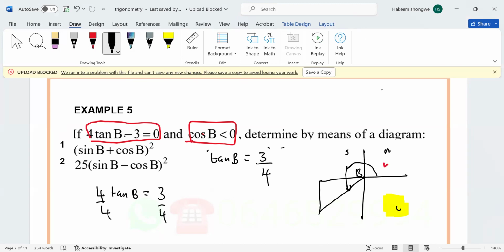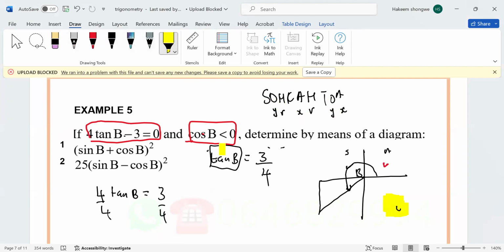Okay, now as soon as we are done here, the trig ratio is going to give you certain sides, and then there's going to be one which is missing. Now, this is Y, this is R, this is X. What are we looking for? We are looking for tan, because here we are given tan.